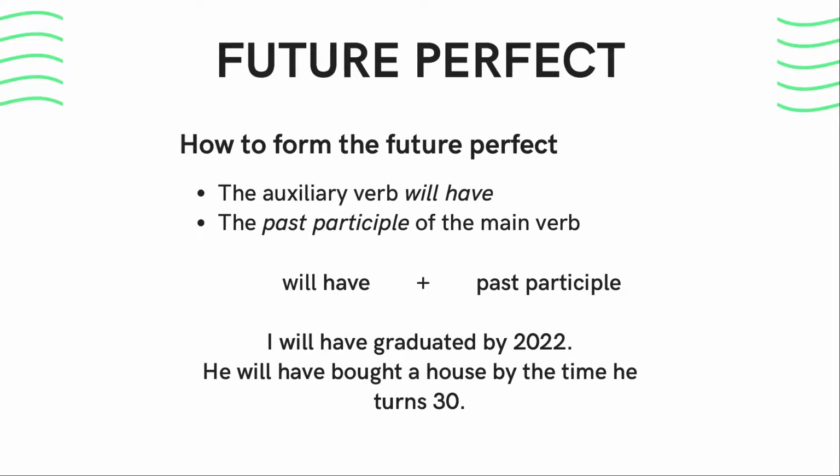And finally, we have the future perfect. And to form the future perfect, we need the auxiliary verb will have and the past participle of the main verb. So the future perfect also will always look will have and the past participle, regular or irregular. So for example, I will have graduated by 2022, or he will have bought a house by the time he turns 30.